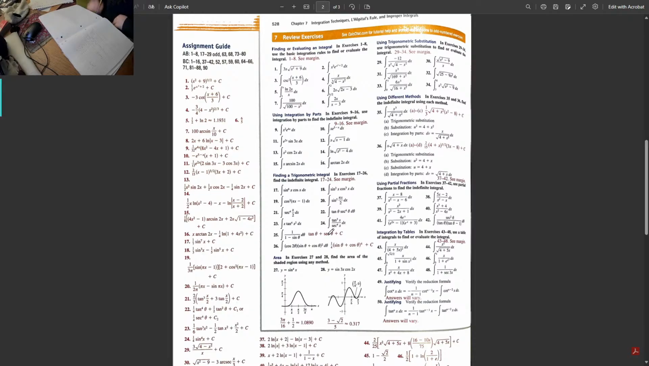And we have to use partial fractions. We're doing 37. This is gonna suck. This one's really gonna suck.